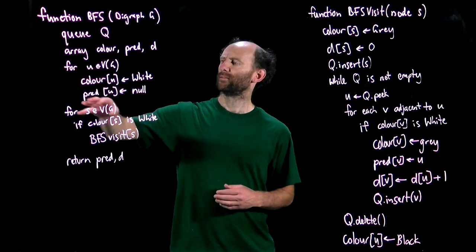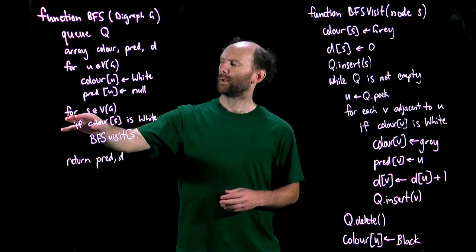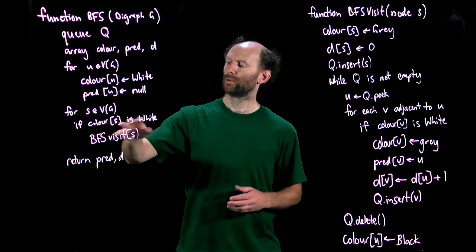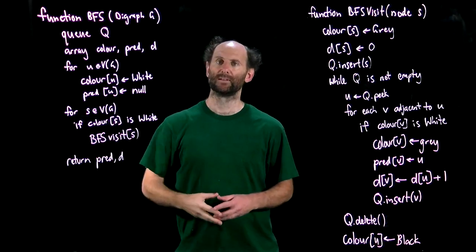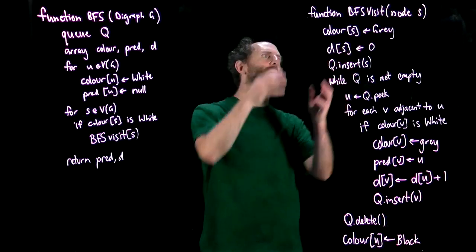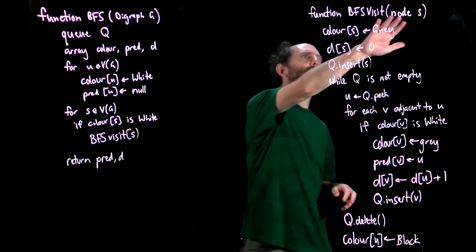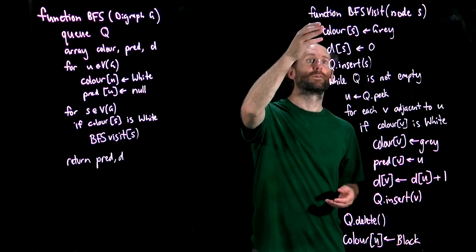Okay, so this is just the standard initialization. Then we go through each of the nodes, looking for white ones. When we find a white node, we dive into BFS visit, where all the work will be done. So what happens in BFS visit? We're given our node S, we'll visit it, so we'll colour it grey.